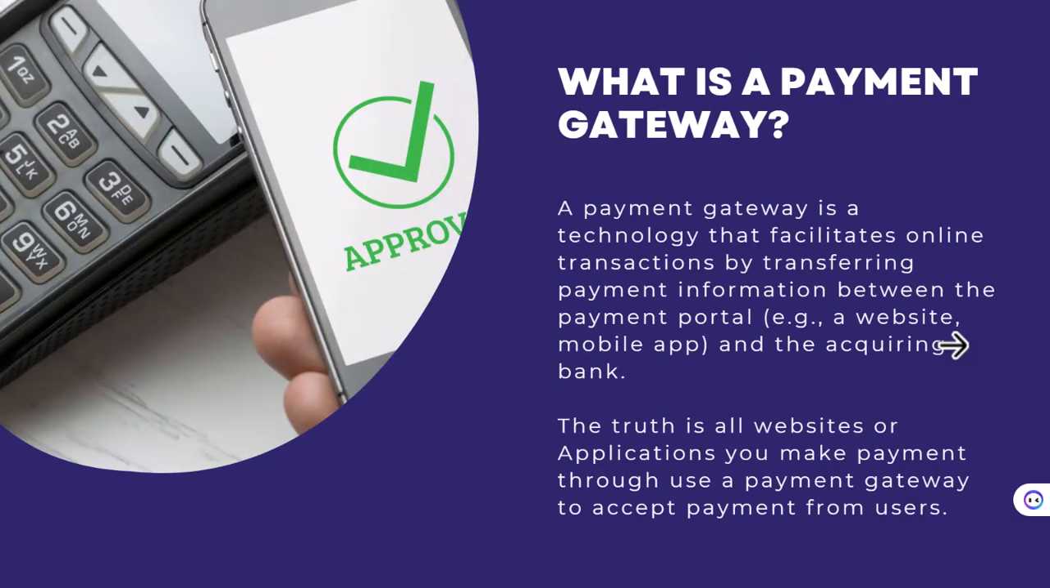The first thing we want to do is to know what a payment gateway is. A payment gateway is a technology that facilitates online transactions by transferring payment information between the payment portal, e.g., a website, mobile app, your WhatsApp business catalog, and the acquiring bank. The truth is, all websites or applications you make payment through use a payment gateway to accept payments from users. So wherever you see a website you make payment through, your school portal, your e-commerce website, Jumia, AliExpress, it uses a payment gateway to collect payments from you as the customer to deliver to the bank of the business you are trying to interact with.